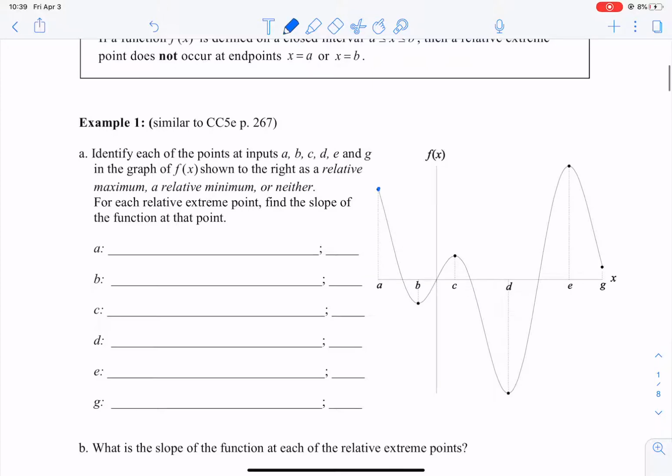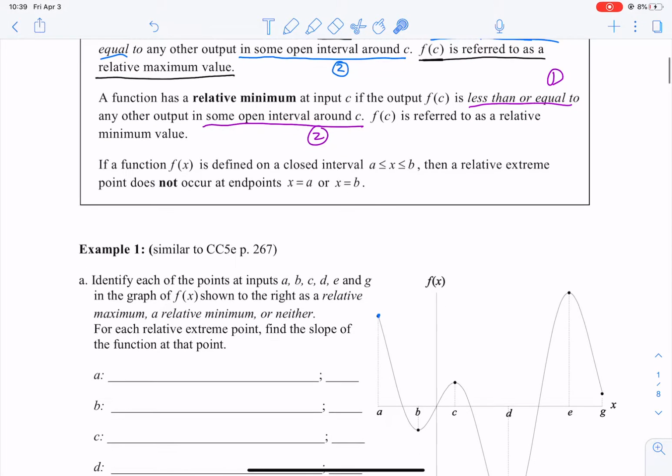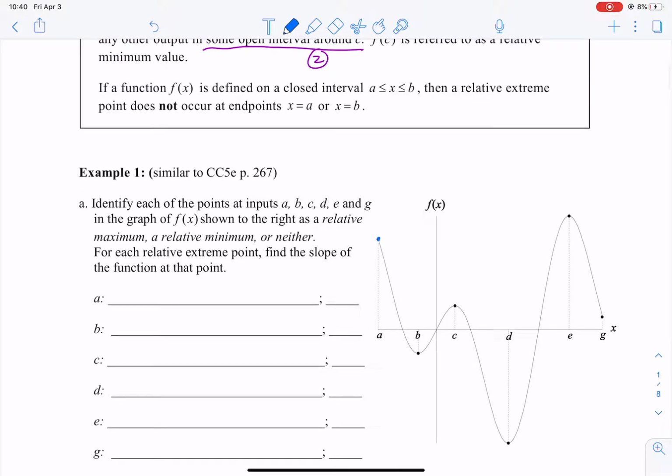So even though the first condition, the blue one, is satisfied, greater than or equal to, it's okay because you can see here this is the maximum point. It's greater than any other point. But the second condition is not satisfied. The second condition is some open interval. For this one, we cannot draw any open interval because point A is the boundary point. So A is neither.